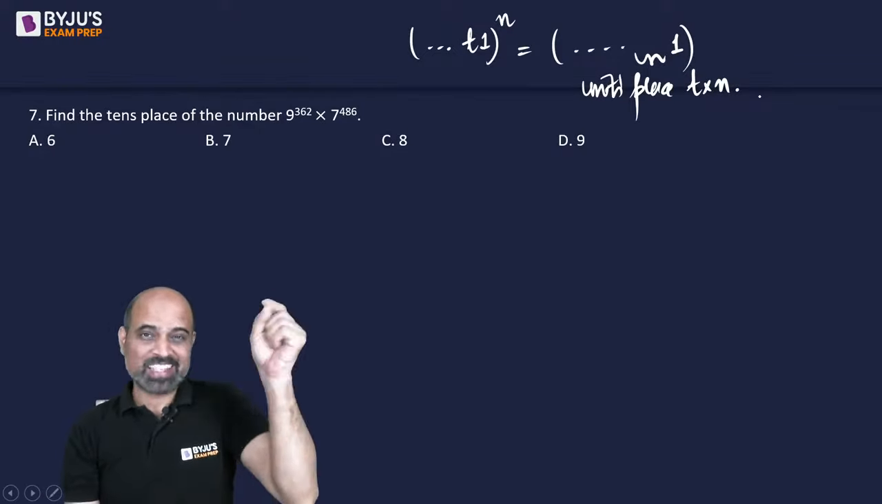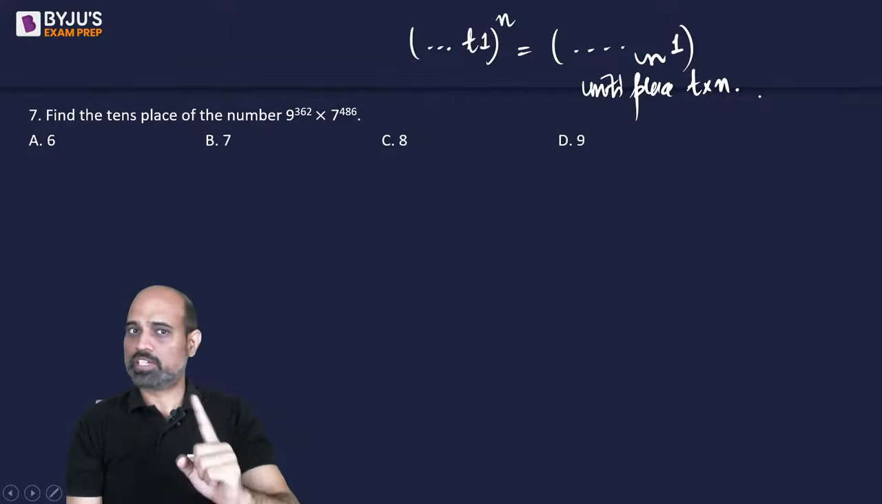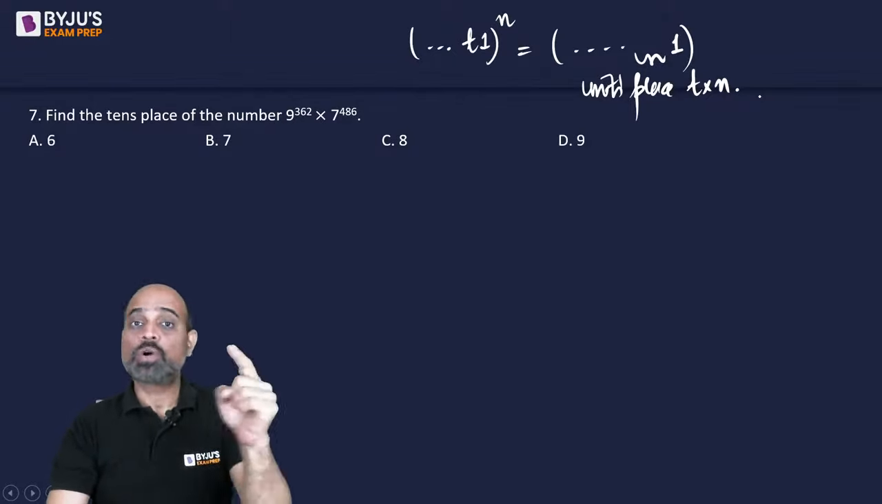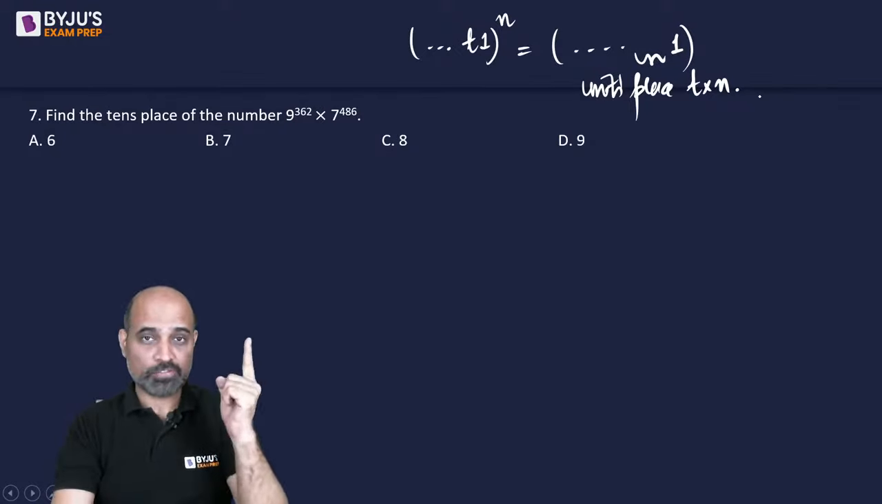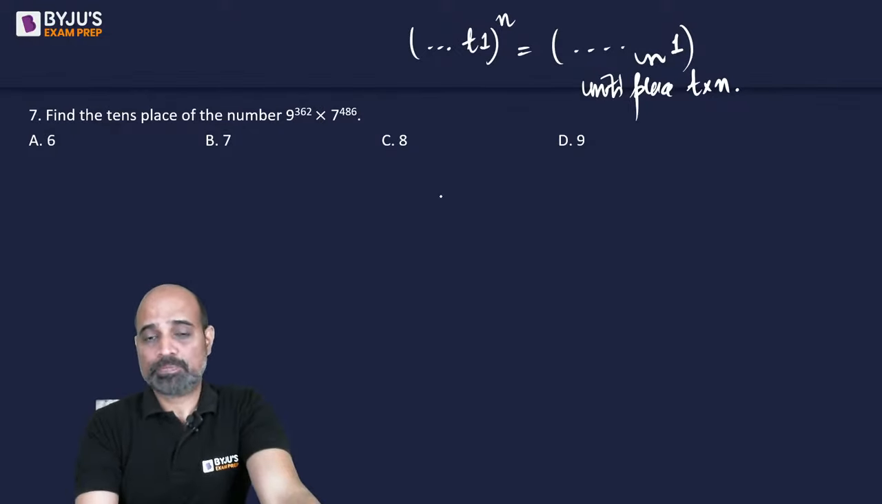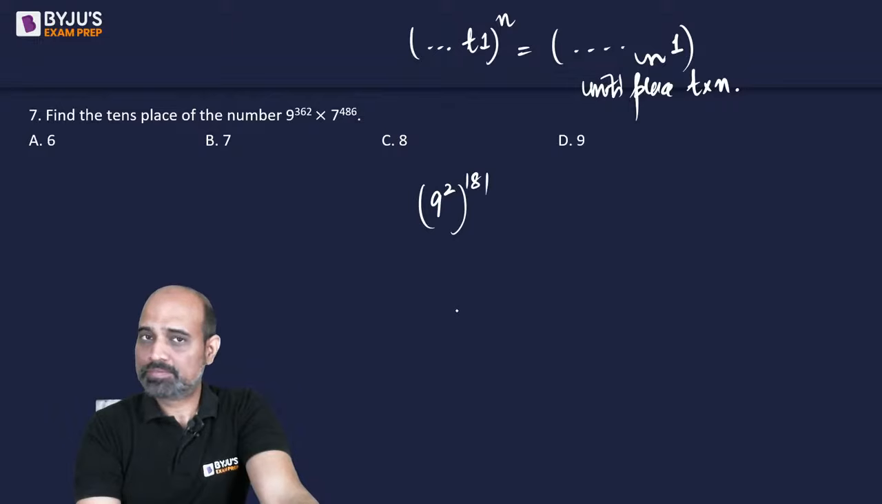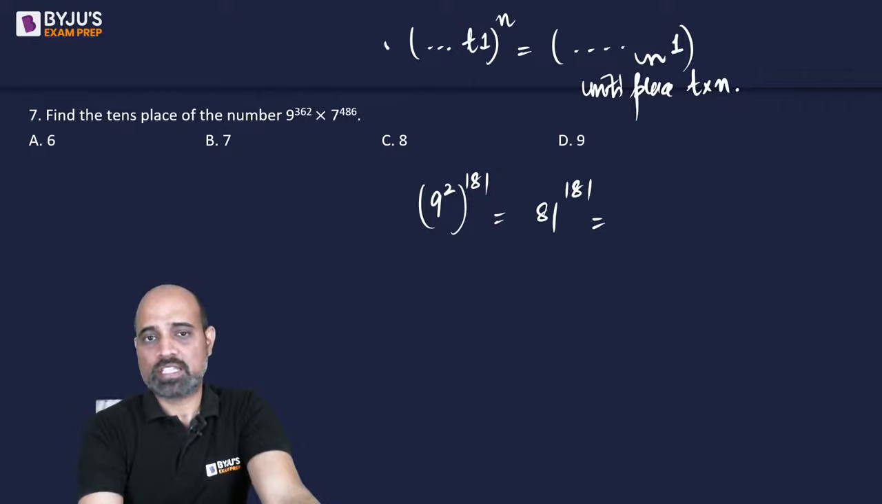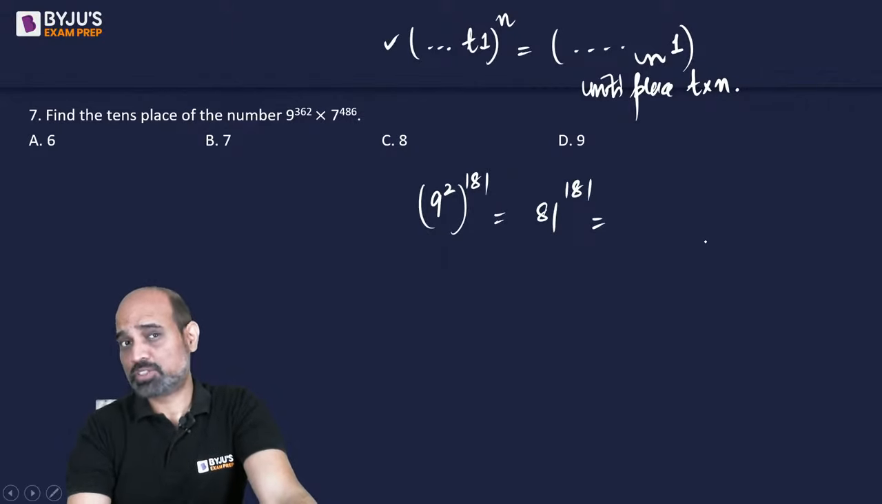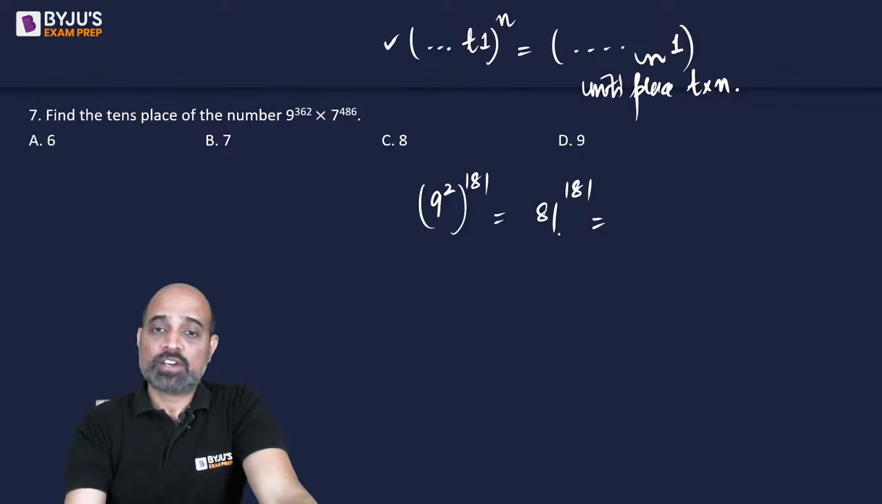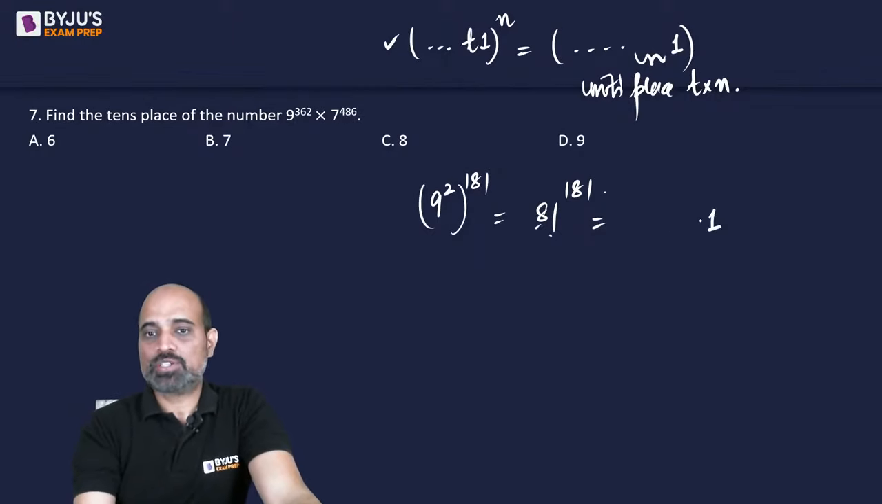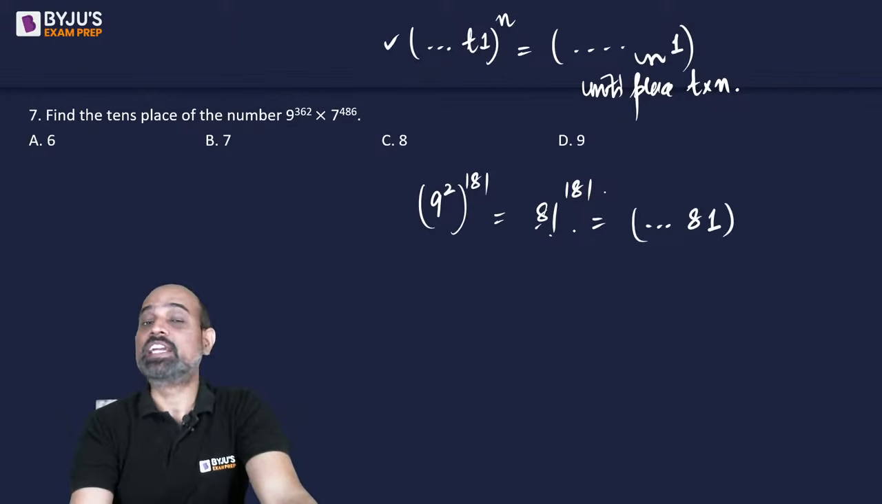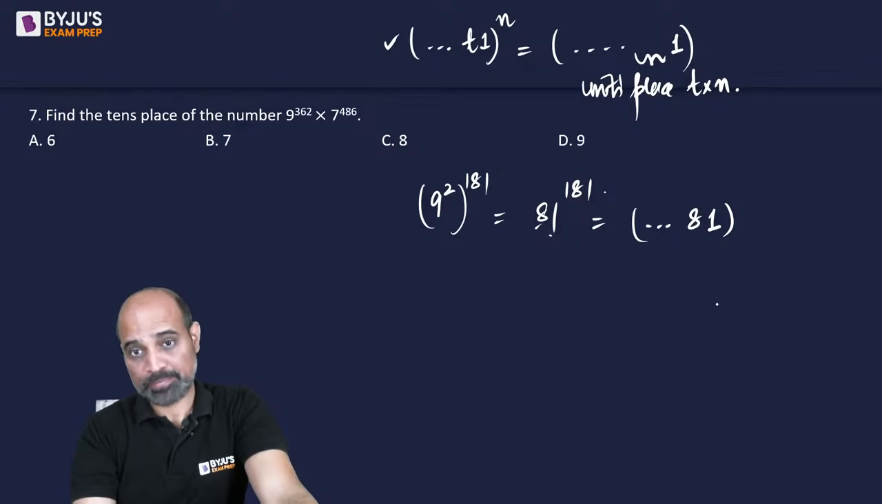Why? Because in powers of 9, 1 comes at some point, and so it is true for powers of 7. 9 square gives you 1 and 7 to the power 4 gives you 1, right? So we can write this as 9 square to the power 181, which is 81 raised to 181. Now using the shortcut to find out the last two digits when the units place is 1, 1 will give us 1 only, but 8 into 1 will give us 81. So the last two digits of 9 to the power 362 or 81 raised to 181 is 81 only.